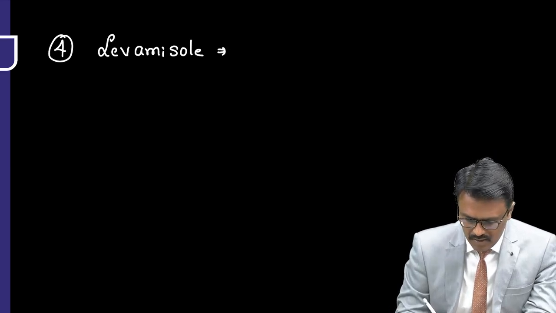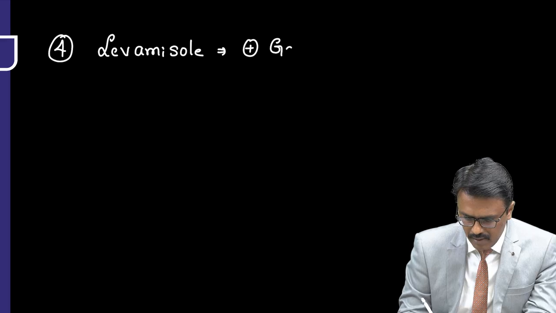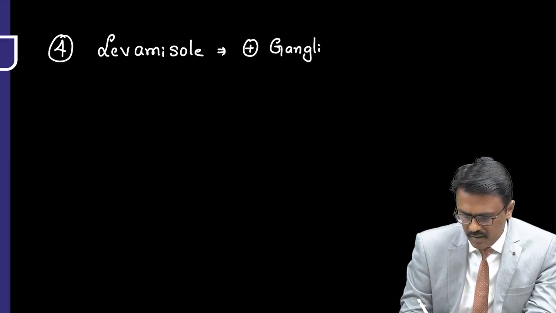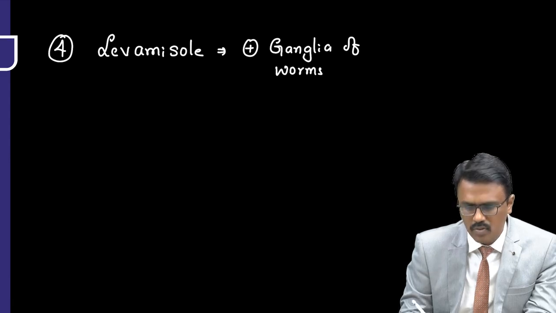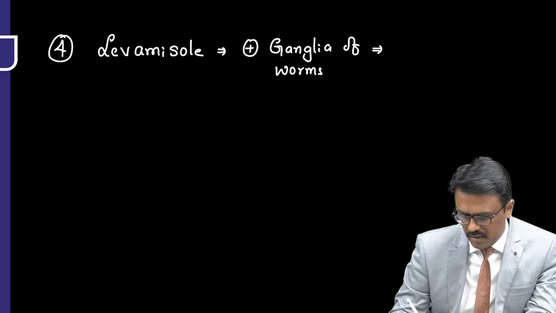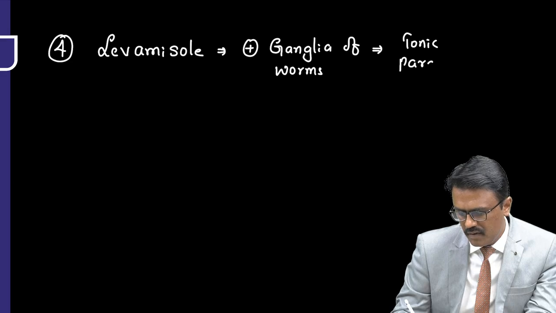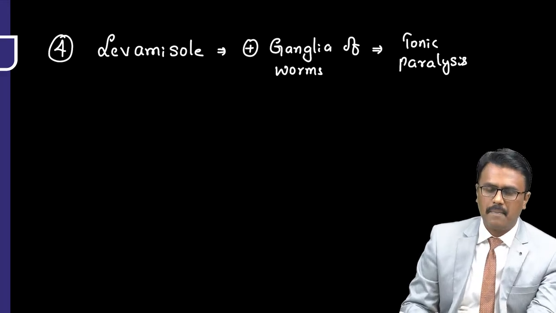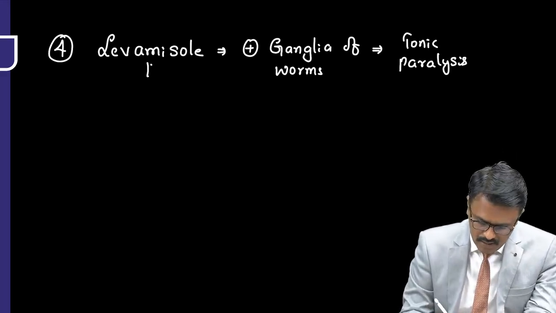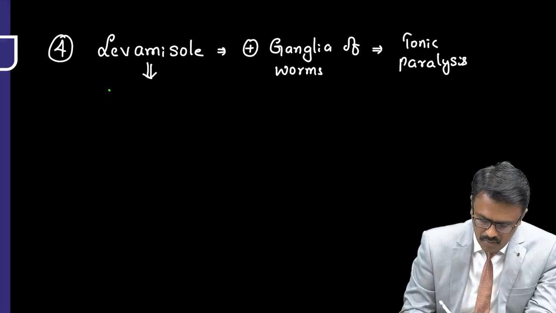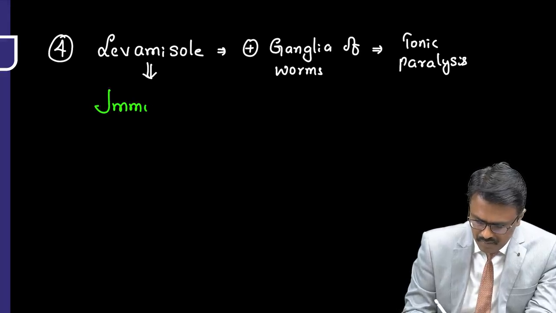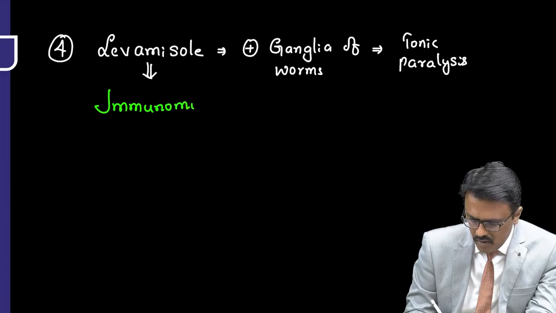The mechanism is it stimulates the ganglia of worms. There are ganglia in the worms. The ganglia are stimulated. So what happens? This will lead to tonic paralysis. If you observe their mechanisms, everywhere paralysis occurs, so they lose the grip and leave the intestine. Now levamisole has a specialty. It is an immunomodulator, and it is used in cancer.